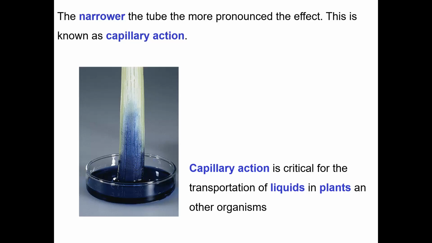With what is often referred to as capillary rise, the narrower the tube, the more pronounced the effect. In plants, they have lots of little narrow tubes, lined with cellulose, which is highly attractive to water molecules. And so liquid can rise a considerable amount, and this is referred to as capillary action. That's how plants and other organisms that don't have a heart that pumps can move liquid around.